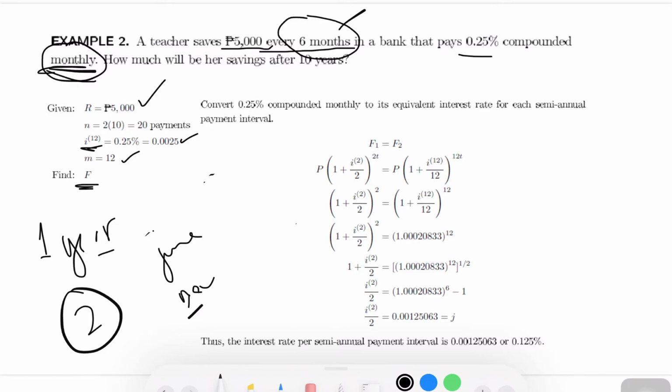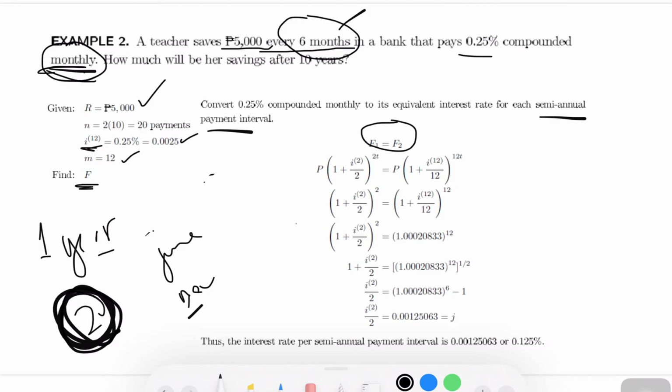So again, we will find F. Now, take note that the same with the previous example, let's convert. This is converted monthly and this is 6 months. So meaning, when we talk about 6 months, that is not bi-monthly, it is semi. Okay, twice, no? Twice, one year is divided in half. So semi-annually. That is why for each year there is a semi-annual payment interval. So let's convert.